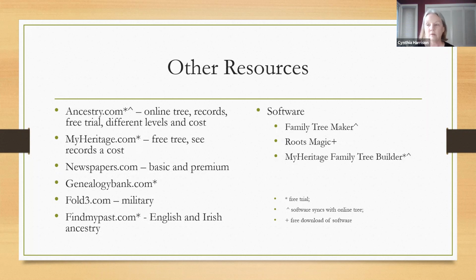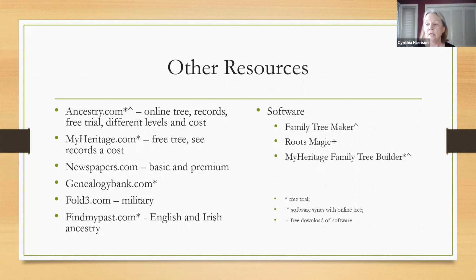Newspapers.com has 2 levels, basic and premium. Basic, you can find some information, but premium gives you a lot more options, a lot more opportunities to find records back into the 1800s and maybe into the late 1700s. Haven't gone that far.